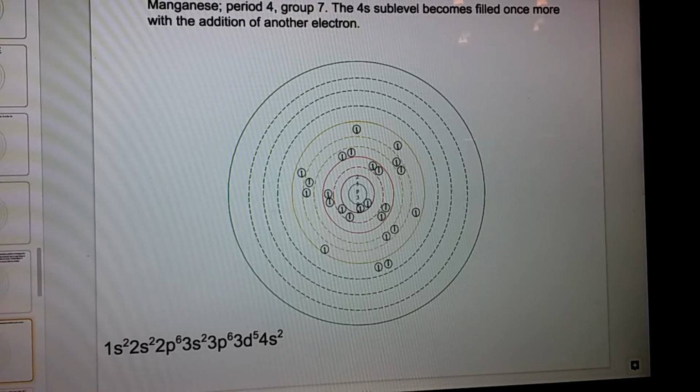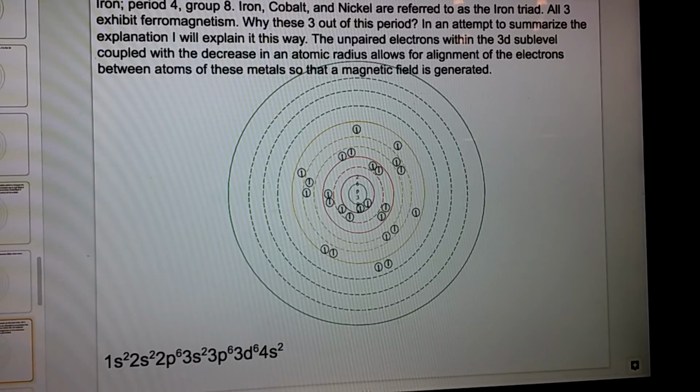Manganese, period 4, group 7, the 4s sublevel becomes filled once more with an addition of another electron. Iron, period 4, group 8.